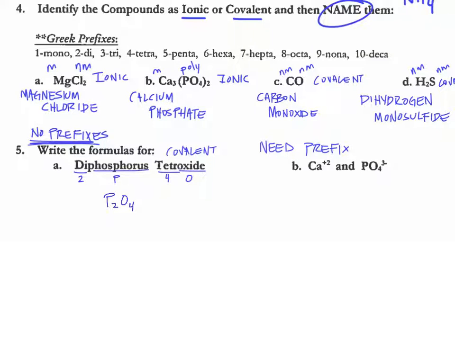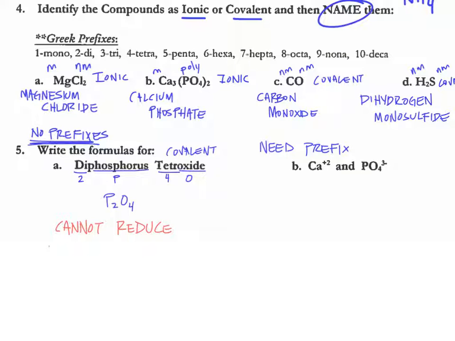P2O4. Now, because this is a covalent compound, my subscripts cannot be reduced. So I cannot reduce this to PO2 because it's covalent. Covalent compounds cannot be reduced. So it stays P2O4, diphosphorus tetroxide.